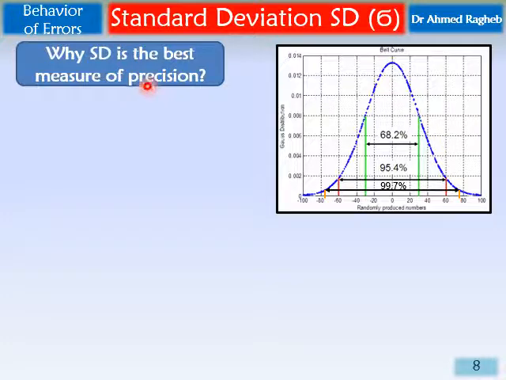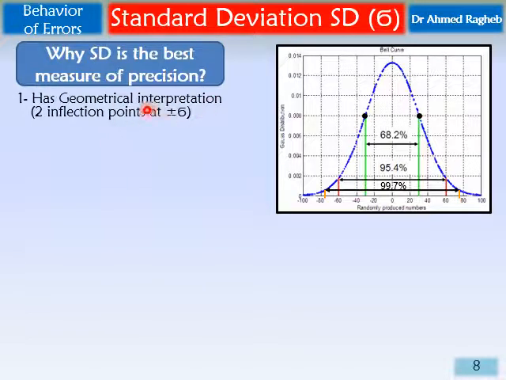Why do we use the standard deviation? Because there's lots of different measures of precision. For example, the probable error, the average error. But the standard deviation is the best measure of precision. Why? Number one, because it has geometrical interpretation.